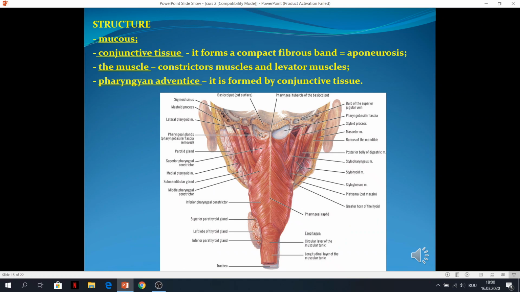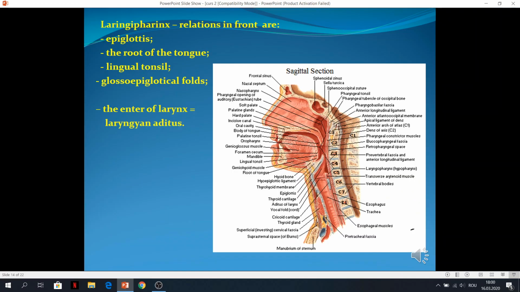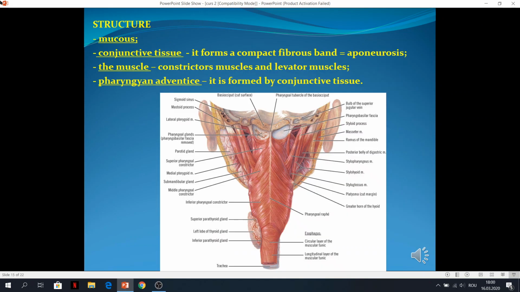Pharynx is a musculomembranous organ, so it means in its structure we can find muscles and mucous membranes. So we have two groups of muscles, which are protected by an adventitia, which is a connective tissue, and by an aponeurosis, and the deepest layer is represented by the mucous membrane. So if you take in order from inside to outside, there is a mucous membrane, aponeurosis, muscles, and then we have that adventitia.